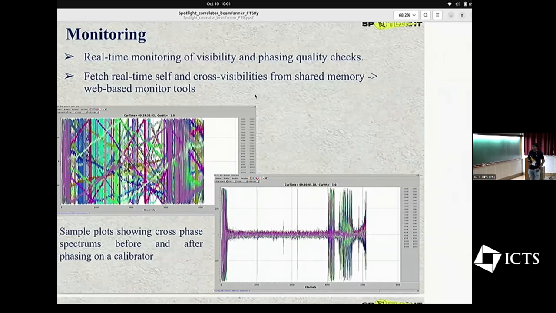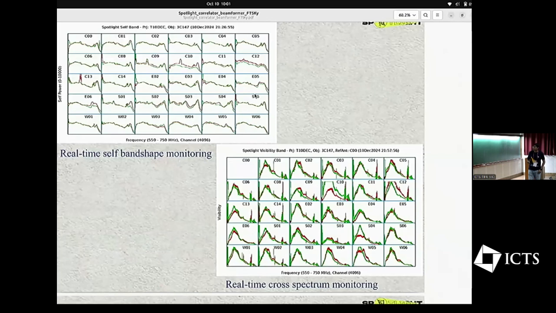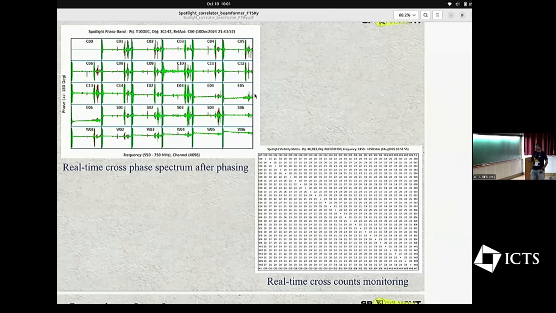These are sample plots of monitoring. This is the cross phase spectrum before phasing, and this is after phasing. We have the facility to monitor the self band shapes and the cross spectra, and also the cross phase spectra and the visibility counts.